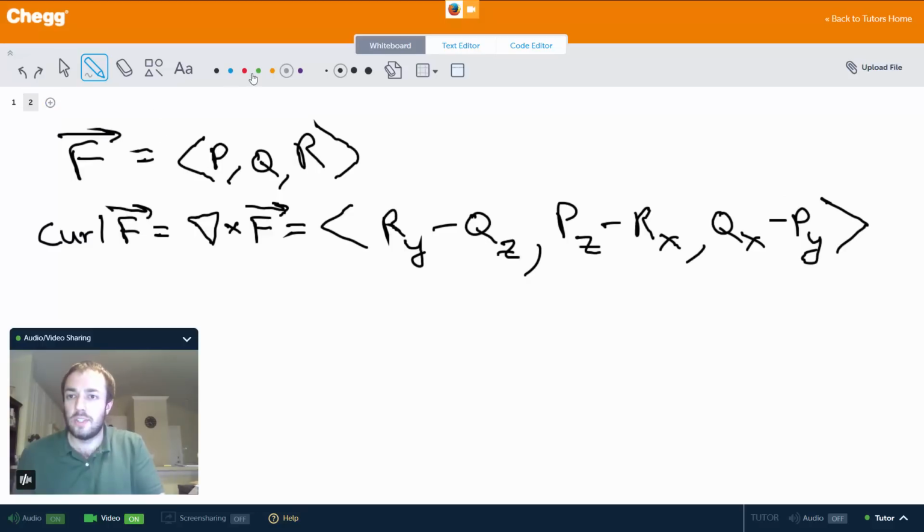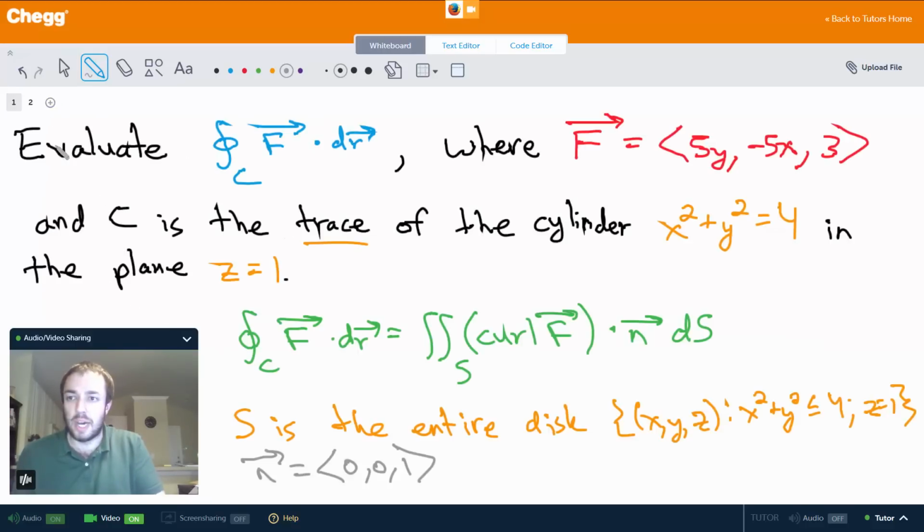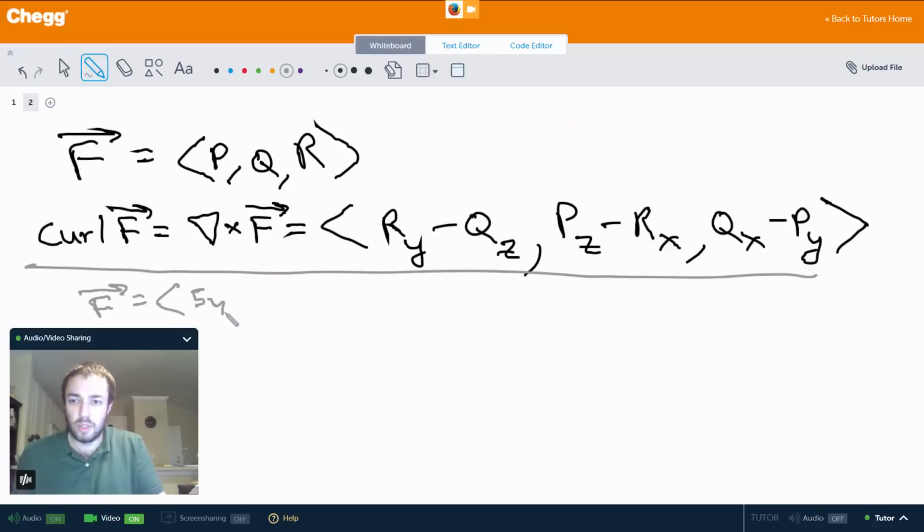Now in our case, for the specific f that we have, remember we have f equals 5y minus 5x and 3. So 5y is our p, minus 5x is our q, and 3 is the r. So in our case, we are going to have curl of f equals, now what's the partial of r with respect to y? Well, r is just a constant, so any derivative of that is going to be 0.